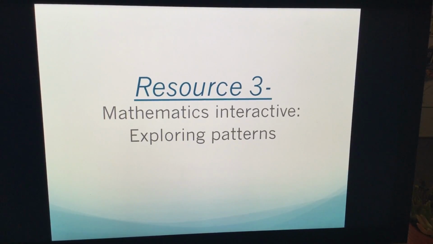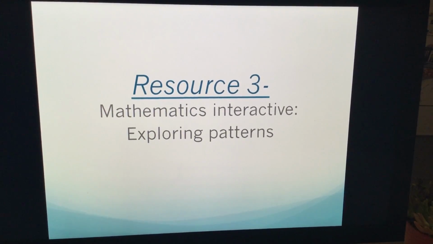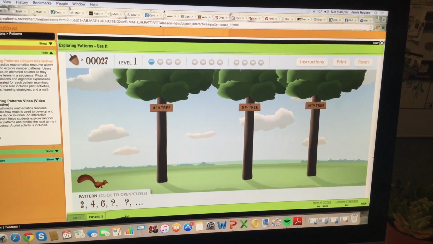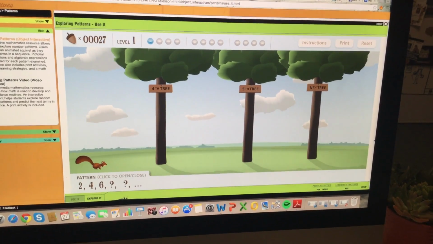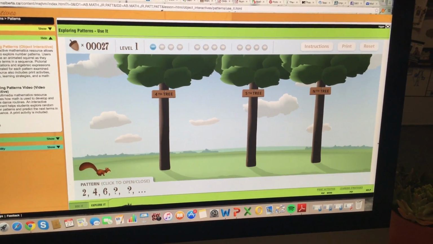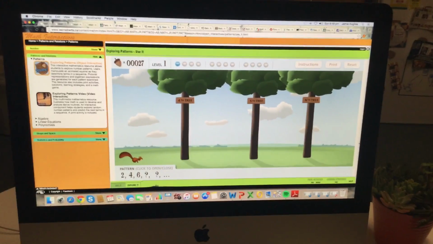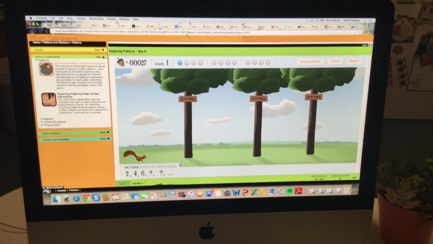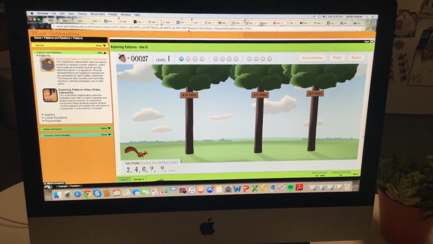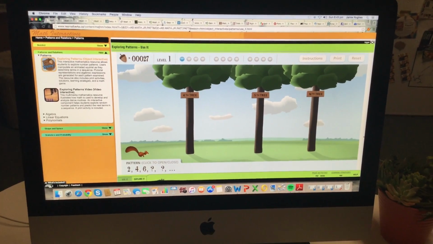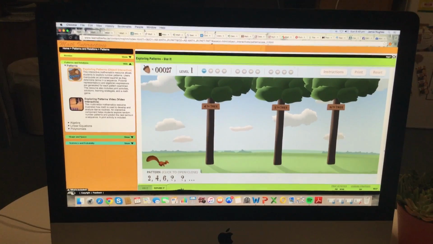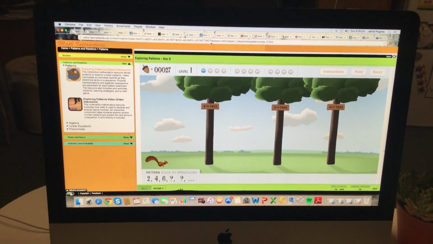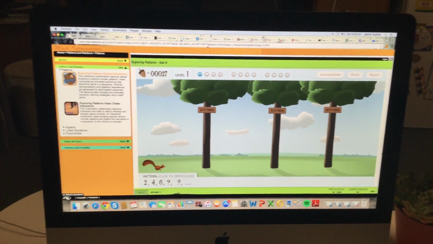Resource 3, Mathematics Interactive, Exploring Patterns. Resource 3 looks at an interactive game that explores patterns using a squirrel and ICT. In terms of our 5 aspects, there is no evidence of the C, P, or A used. However, it can be said that because the students manipulate the squirrel to determine the sequence, this is considered the pictorial way linking. However, no use of concrete or abstract.